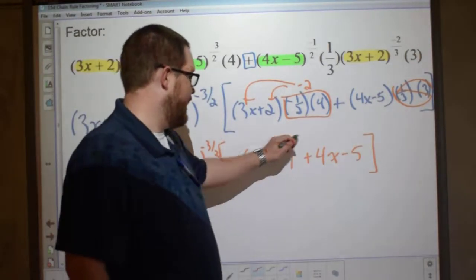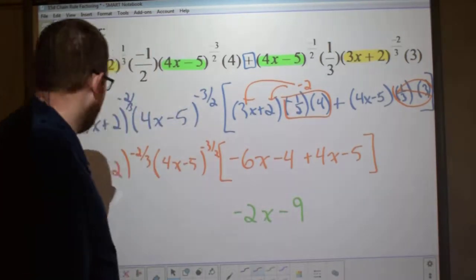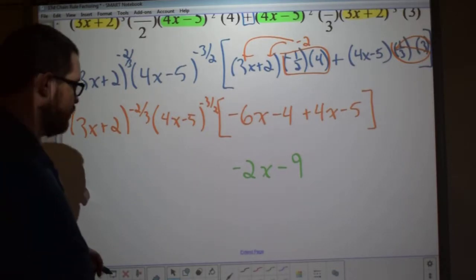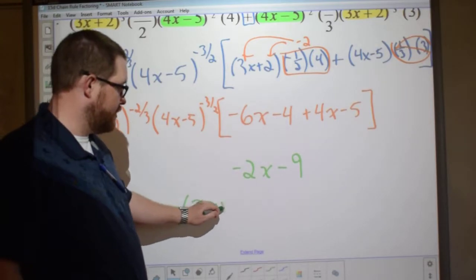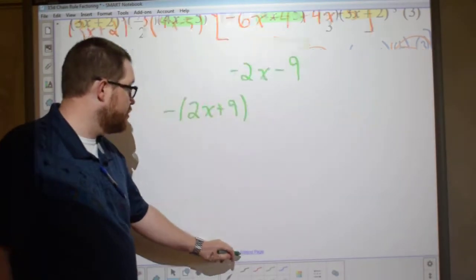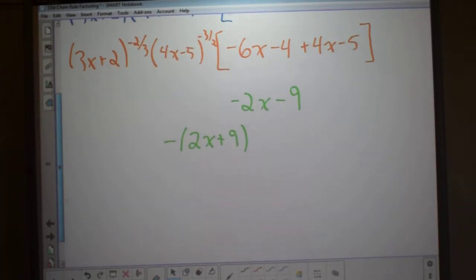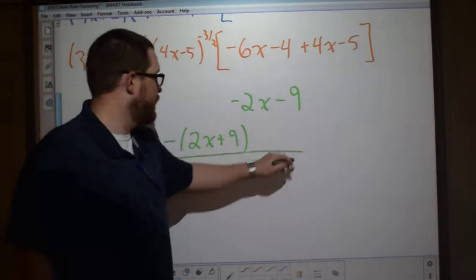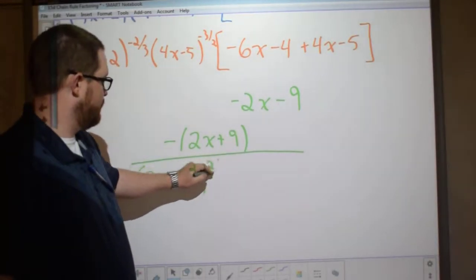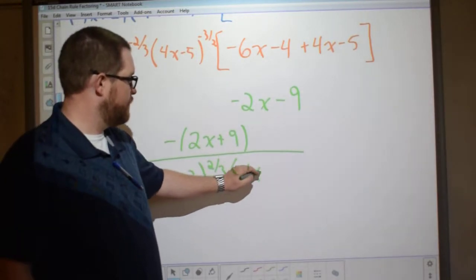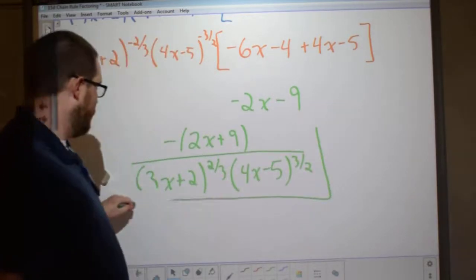You get a negative 2x minus 9. If I want to make that look a little bit better, I'm going to pull out the negative. And I'll make it a positive 2x plus 9. Now these are still with the problem, but they're both negative powers. So where do the negative powers go? They go on bottom. And there you go. No more.